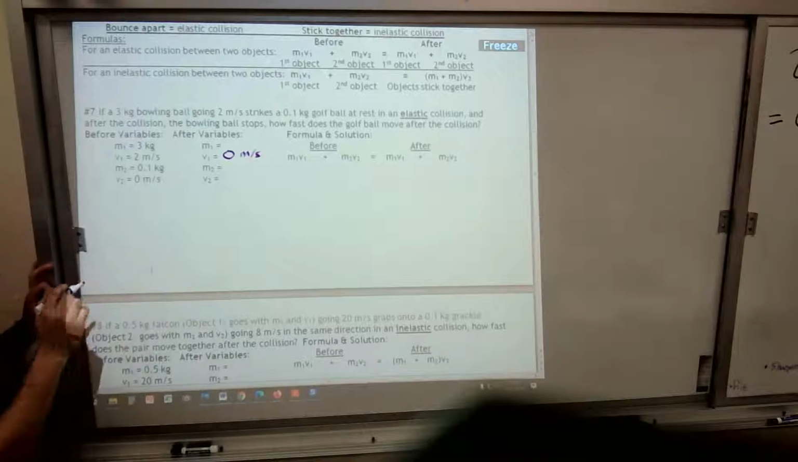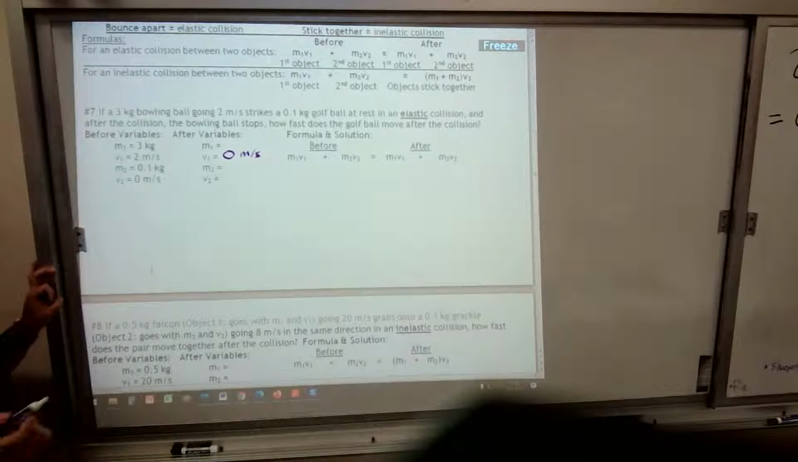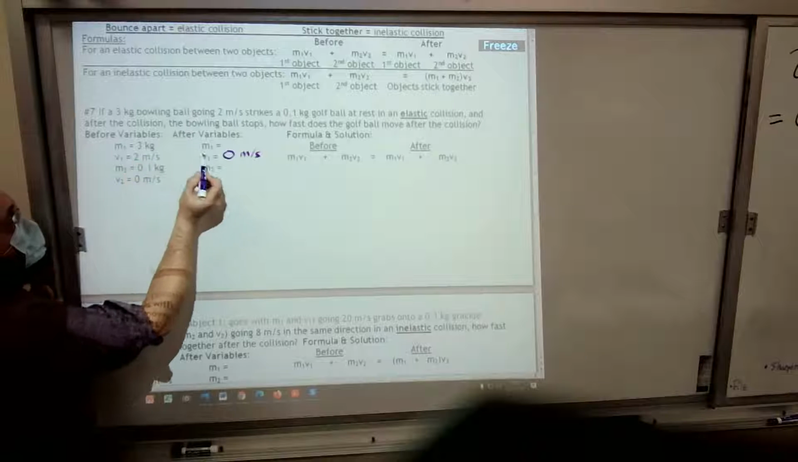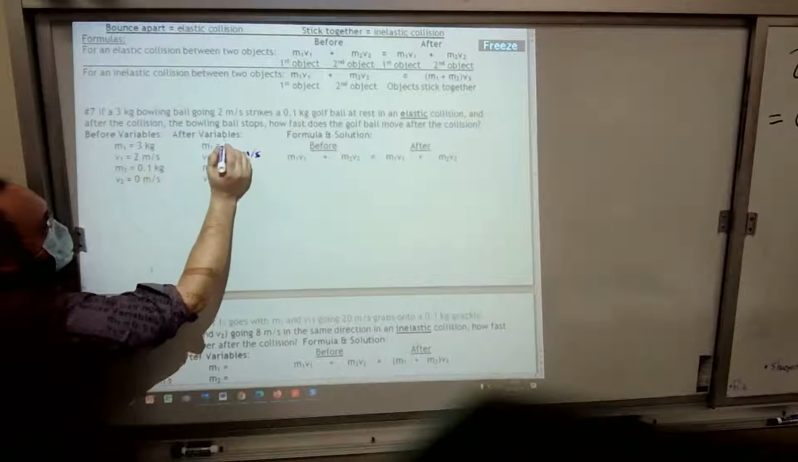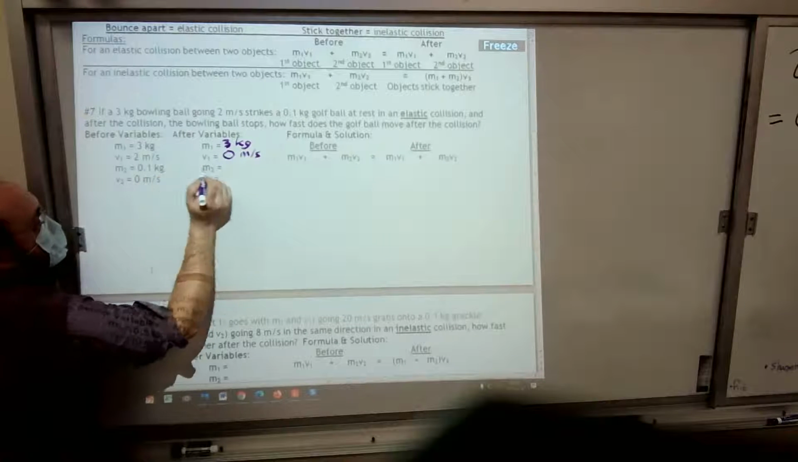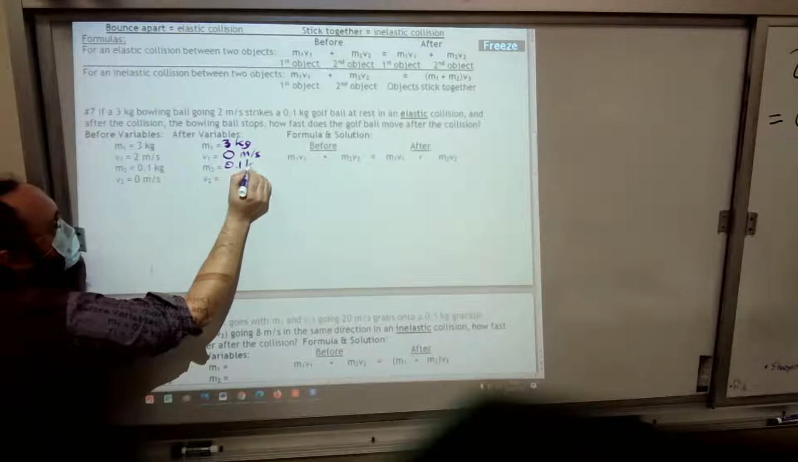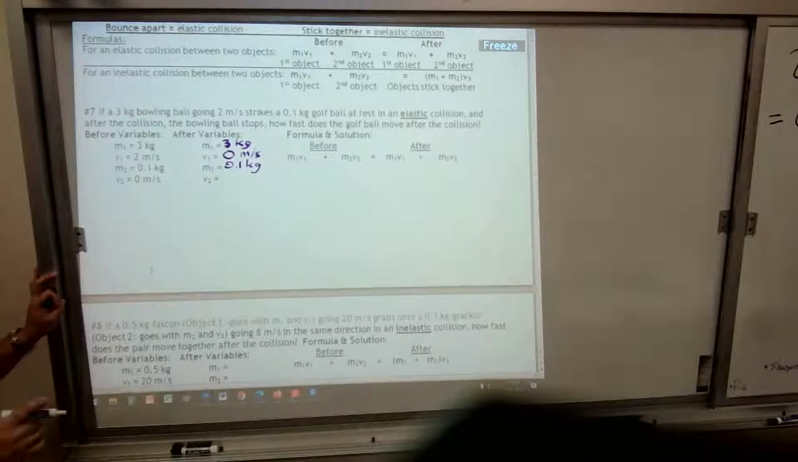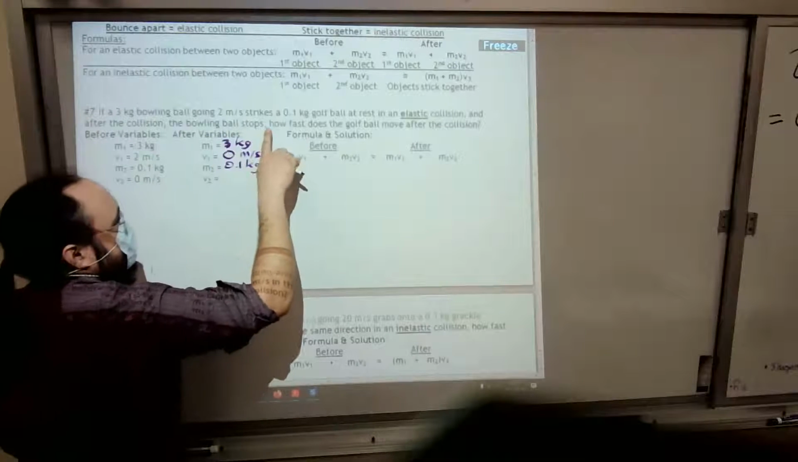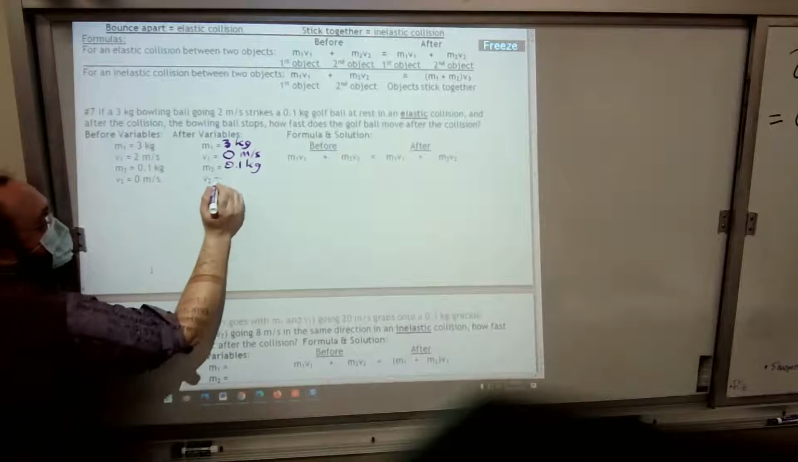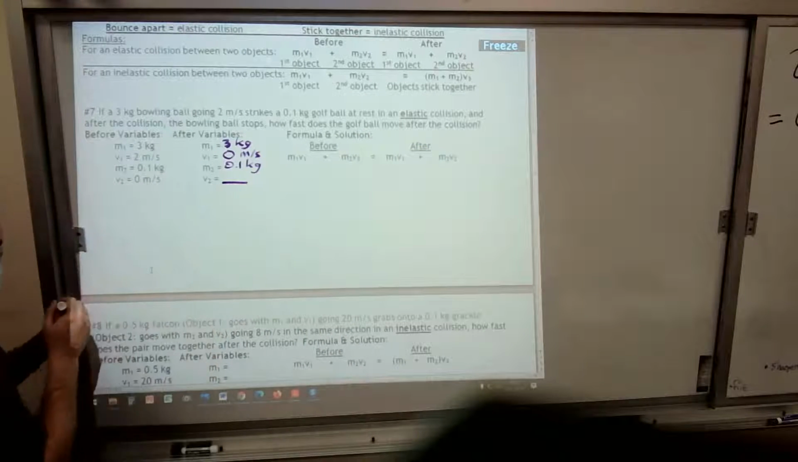One cool thing that makes this easier is the masses always stay the same. It's still the same bowling ball after the collision, so it's still 3 kilograms. Same with the golf ball. They always stay the same, the masses. Still the same golf ball, so it's still 0.1 kilograms. So the bowling ball stops after collision. How fast does the golf ball move after the collision? Before it was going 0, it's going to move pretty fast.